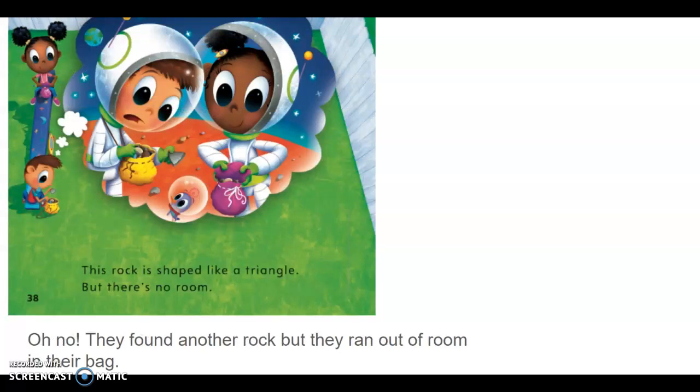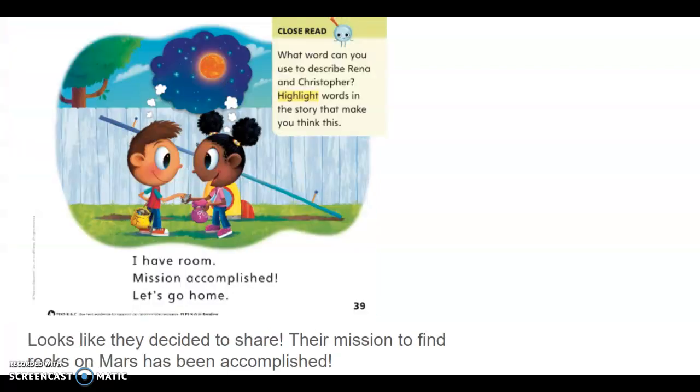This rock is shaped like a triangle, but there's no room. Oh no, they found another rock, but they ran out of room in their bag. I have room. Mission accomplished. Let's go home. So now it shows them back to real life on their seesaw, and they're imagining that they just left Mars, and now they're going to go home with their rock collection. Looks like they've decided to share. Their mission to find rocks on Mars has been accomplished. A mission is something you try to do.